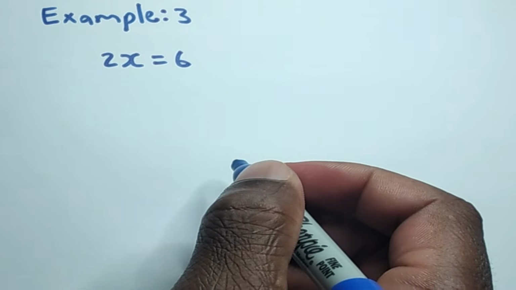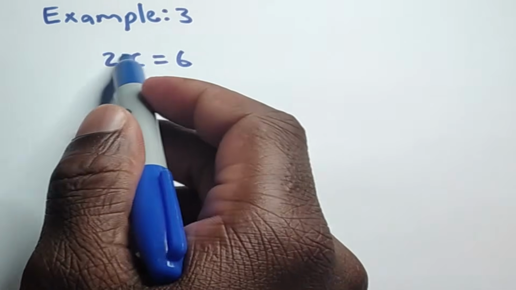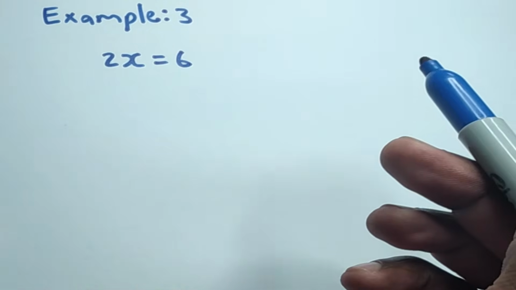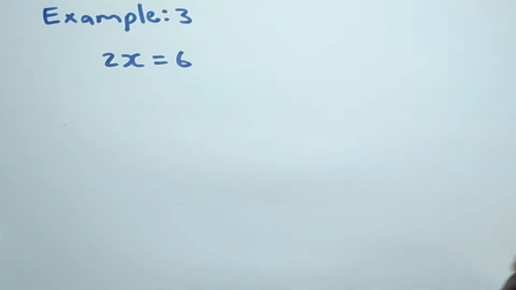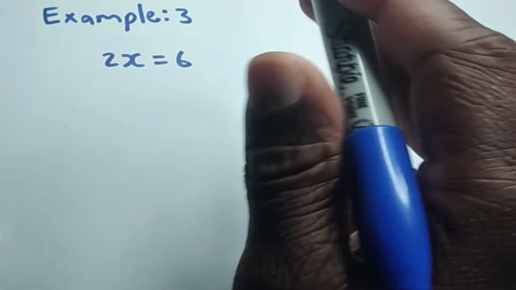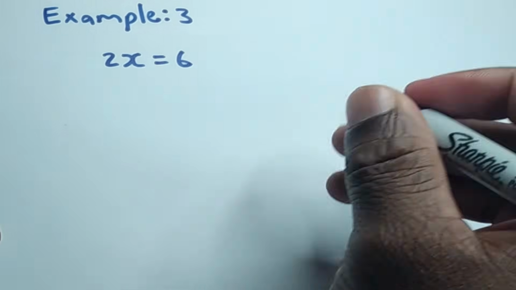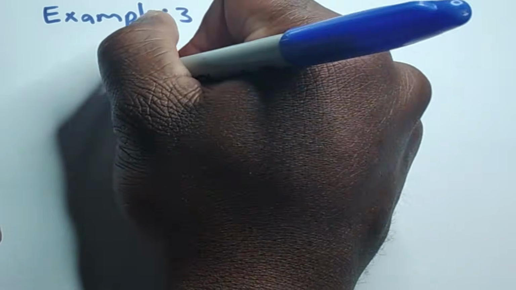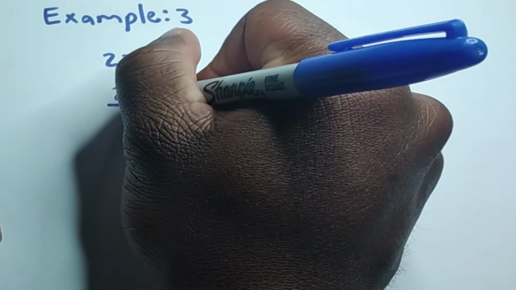But first, we need to ask ourselves, what is this 2 doing to the x? So 2x is the same thing as 2 times x, which simply means that the 2 is multiplying the x. So we simply need to do the opposite of multiplication, which is the operation that is taking place here. And the opposite of multiplication is what? Is division.